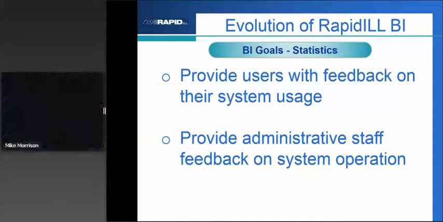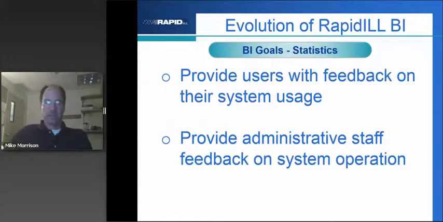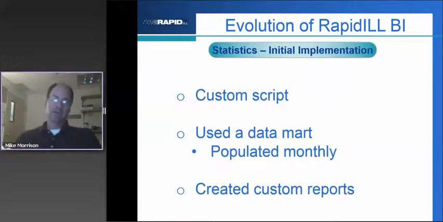One area of business intelligence for Rapid ILL is statistics. Two reasons for statistics. One, provide our users feedback on their system usage. Two, to provide the administrative staff feedback on system operation. The initial implementation of our statistics was a custom script. This custom script would query a production SQL server, transform the data, and load it into a data mart. This occurred monthly. We also had custom reports that would display this data to our users.